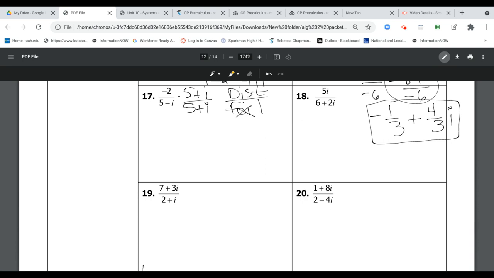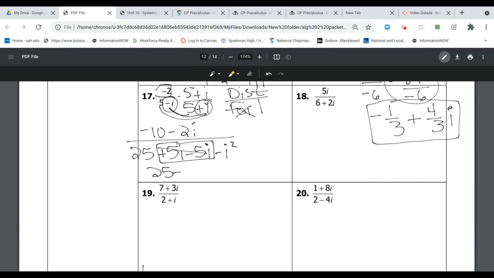So as I distribute across the top, -2 times 5 is -10. -2 times i is -2i. When I FOIL across the bottom, 5 times 5 is 25. 5 times i is positive 5i. Then I get -5i, and see how those two terms are going to cancel. And then the last one, -i times positive i is -i squared. So when I go to collect like terms here, those cancel. In the denominator only, I get 25 minus -1, because every i square becomes a -1, and this minus has to stay. So that's actually 25 plus 1.